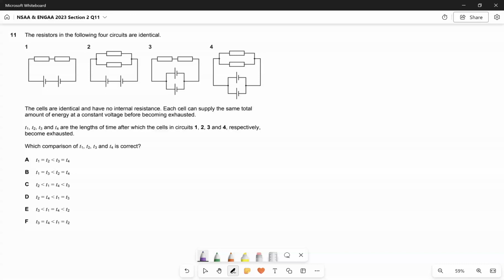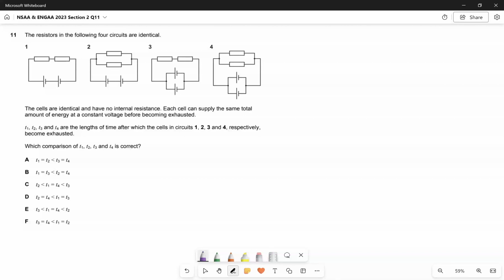The resistors in the following four circuits are identical. Cells are identical and have no internal resistance. Each cell can supply the same total amount of energy at a constant voltage before becoming exhausted. T1, T2, T3, and T4 are the lengths of time after which the cells in these circuits become exhausted. Which comparison of T1, T2, T3, and T4 is correct?